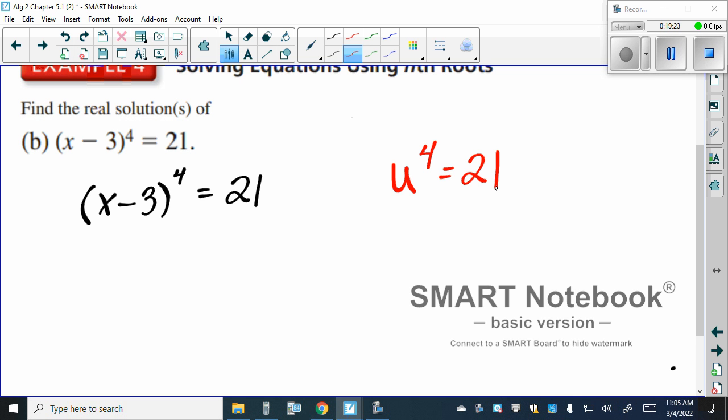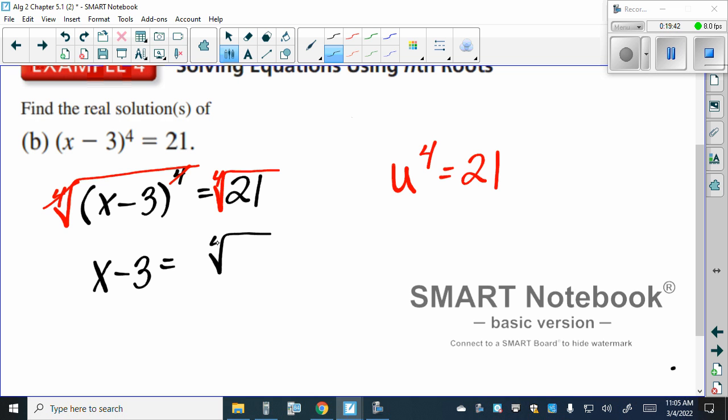That's really kind of what we're treating it like. Because what we can say is that I can take not the square root of both sides, but the fourth root of both sides. Because as we know, these will cancel out, simplify out, leaving us with x minus 3 is equal to the fourth root of 21. Now, I was kind of quick in just writing the fourth root of 21, yes?